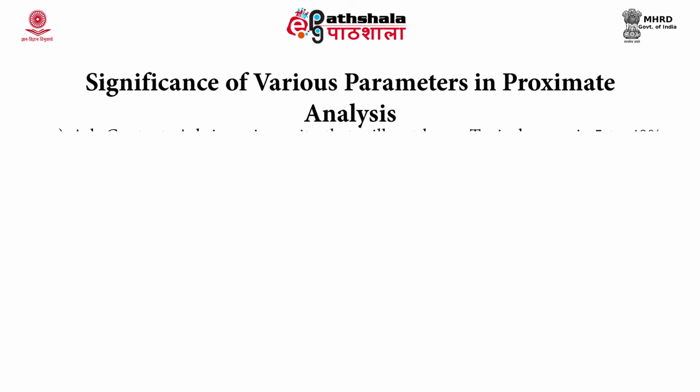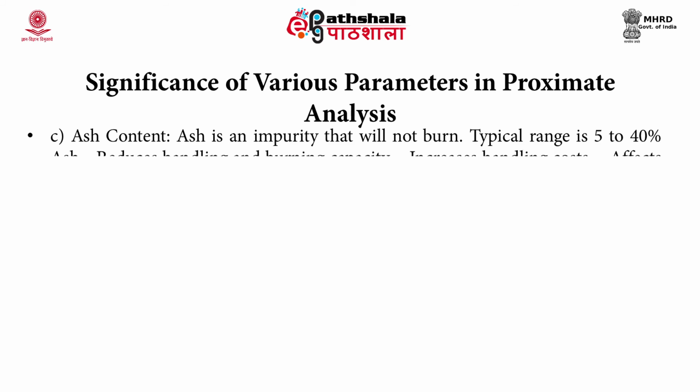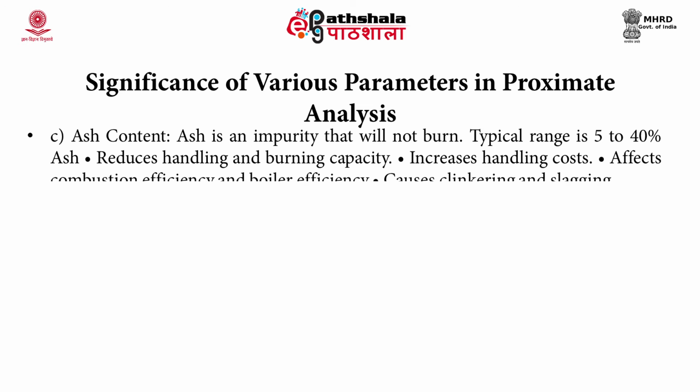The ash content is the impurity that will not burn and it normally ranges from 5 to 40%. It reduces the handling and burning capacity and increases the handling cost. If the ash content is more, the cost will be high. It affects the combustion efficiency and the boiler efficiency, and it also causes clinkering and slagging.